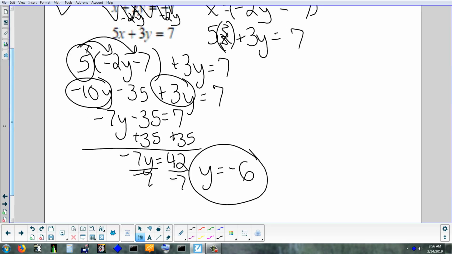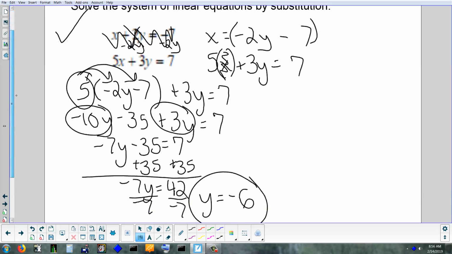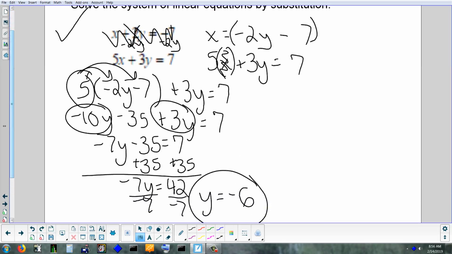Y equals negative 6. Am I done? No. Why? Why am I not done? That's it. Remember, we're doing systems, right? So we need 2 answers. We need y and x. We got y. Go back to the top, right? Which equation do I want to plug into? The top or the bottom? Which equation did I rearrange?